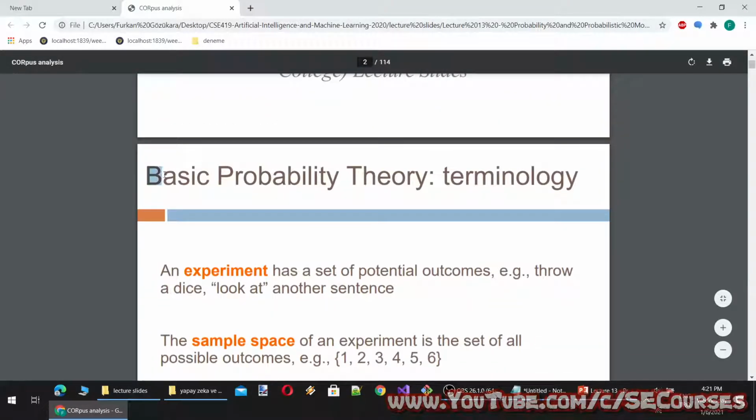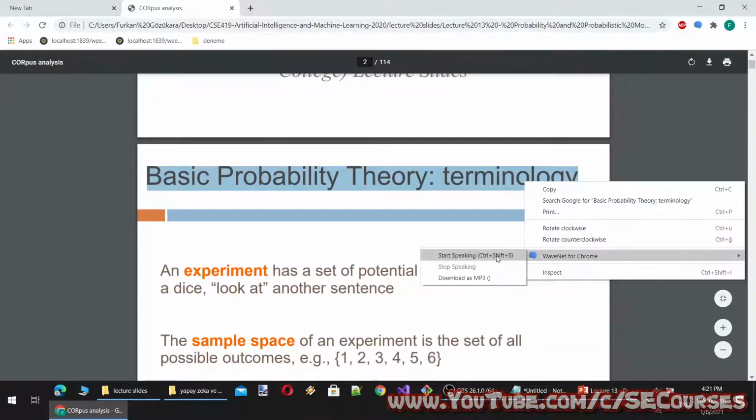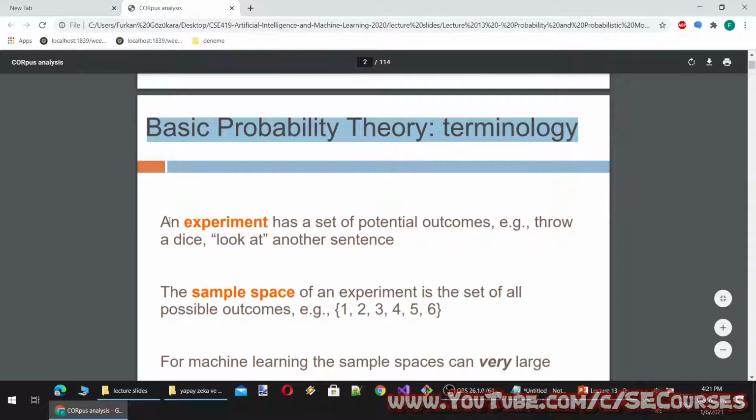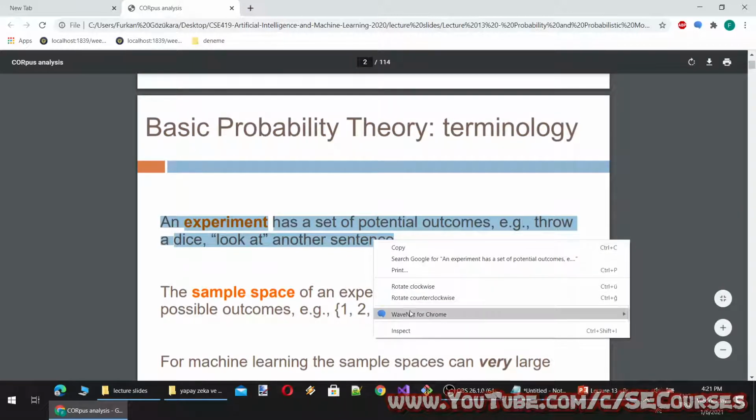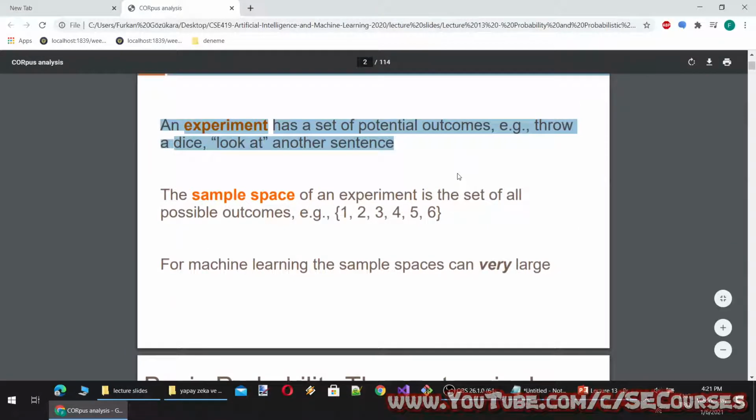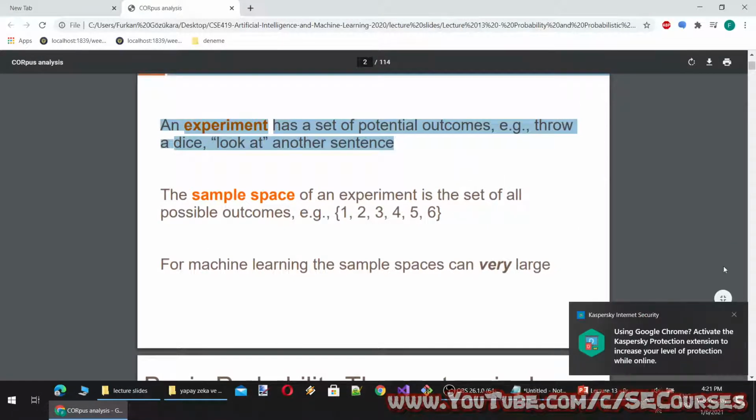Okay, so let's start. Basic probability theory, terminology. An experiment has a set of potential outcomes, e.g., throw a dice.